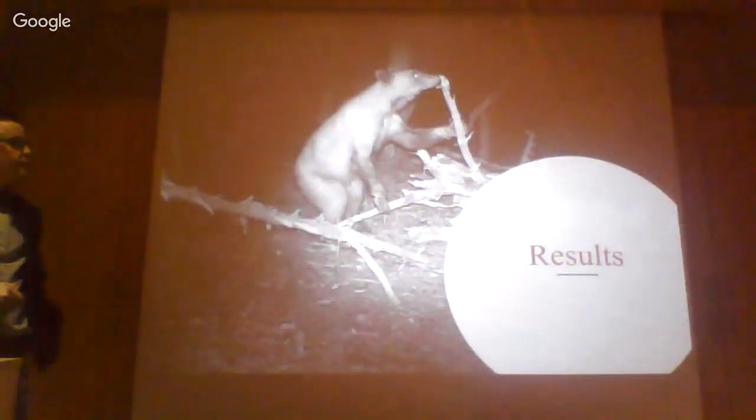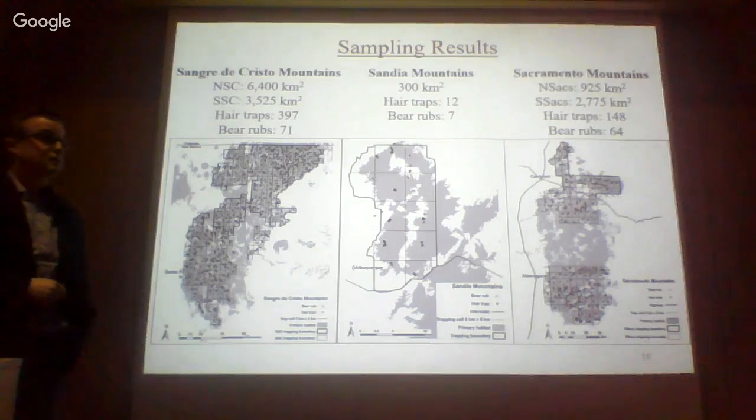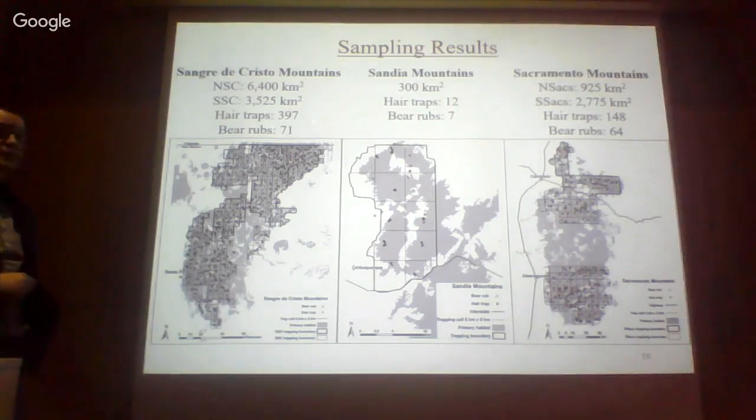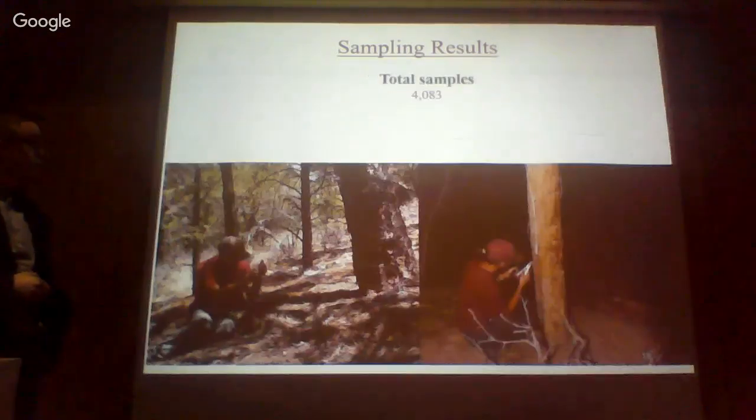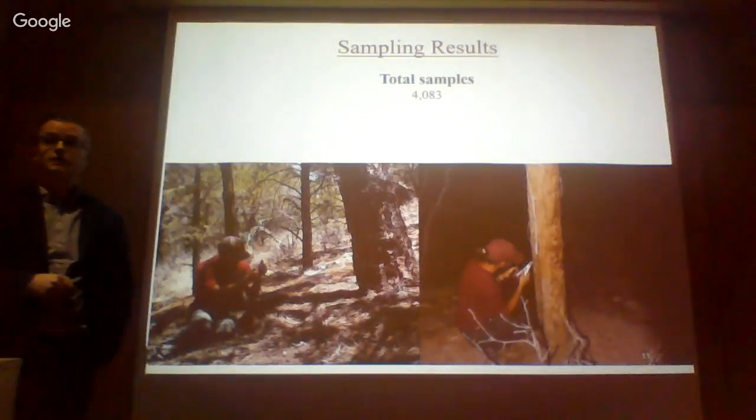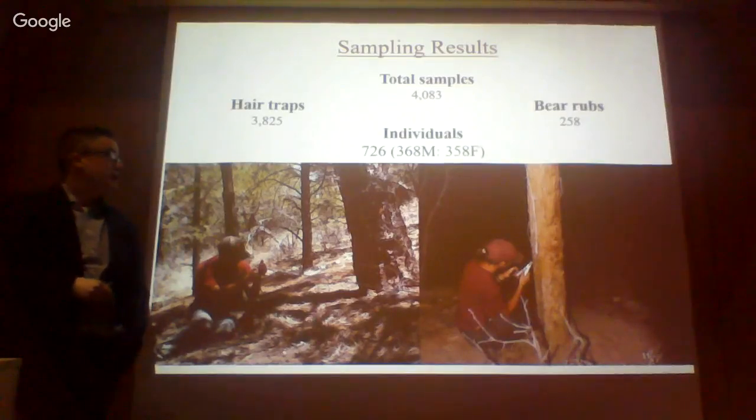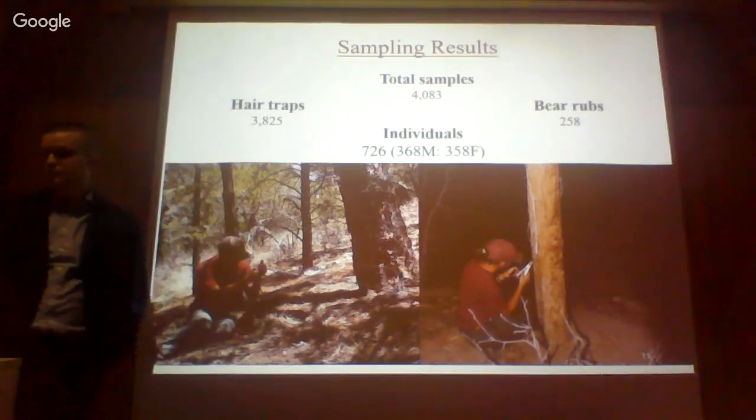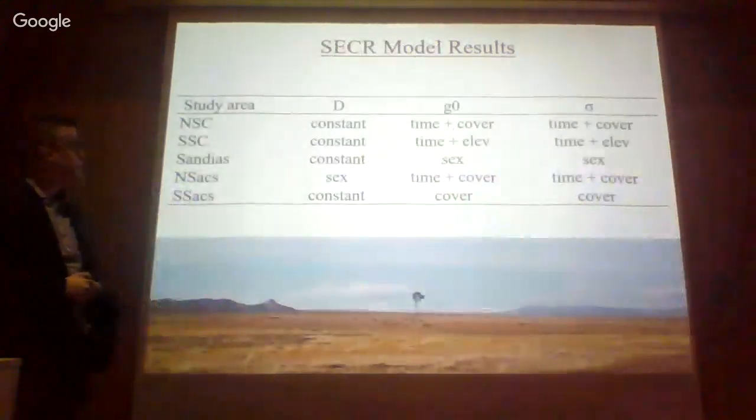And so from those, we sampled nearly 15,000 square kilometers across New Mexico. We had about 550 hair traps, 120 bear rubs, and we collected 4,000 hair samples, with the majority of those coming from hair traps. And that allowed us to identify 726 individuals with roughly a 1-1 male-female ratio.